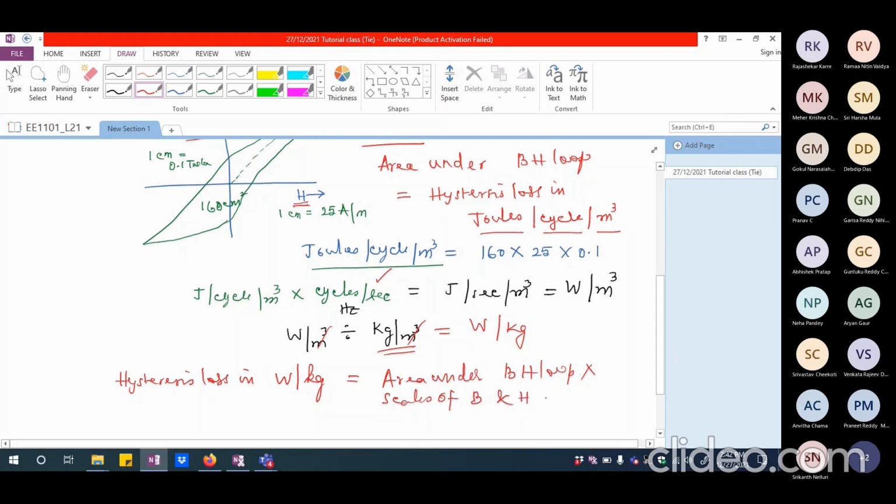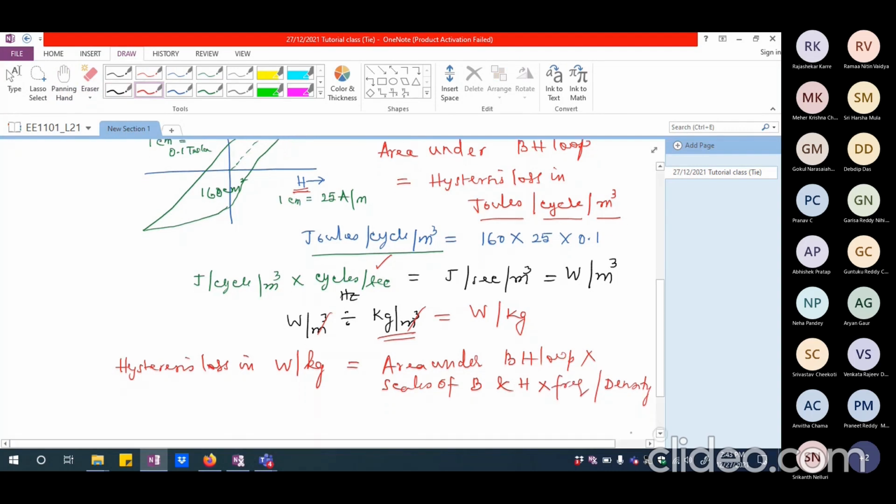We have to multiply by the scales, and then we have to multiply by the frequency in Hertz and divide it by density. So rather than writing Hertz, let me write this as frequency. Let me multiply this by frequency and divide by density.